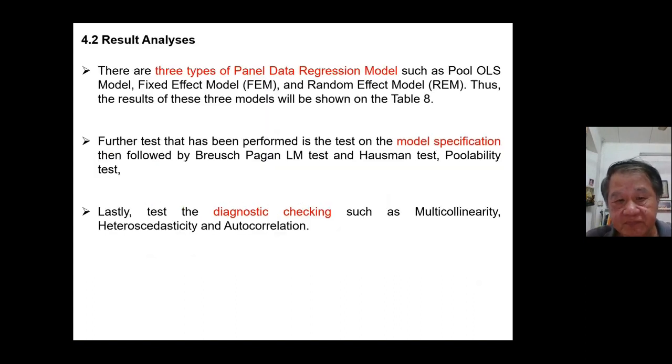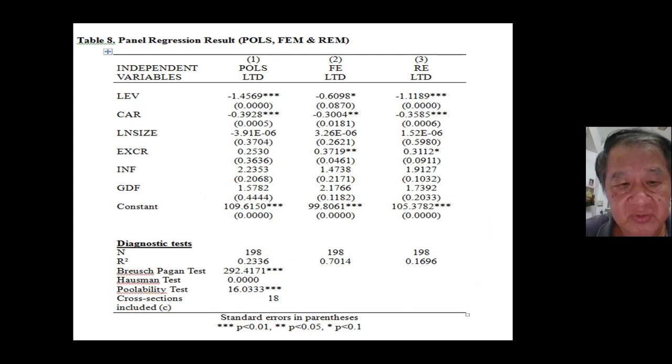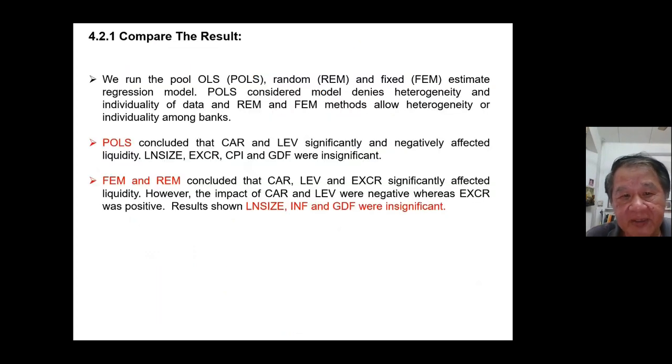Then for the result analysis, basically I'm using 3 particular models: POLS, FEM, and REM. So you can see here the results given. The first one is the panel regression result. The second one is the diagnostic test. Okay, compare the results here.